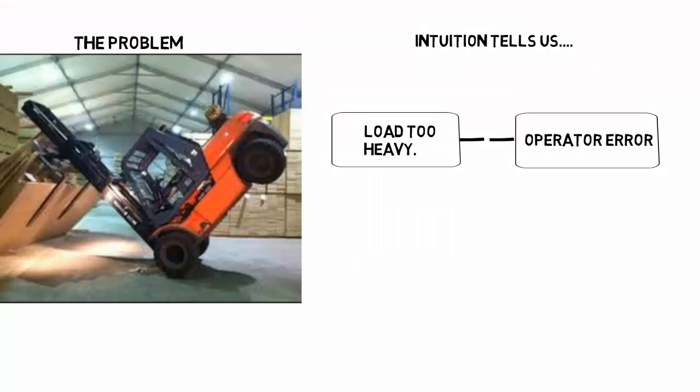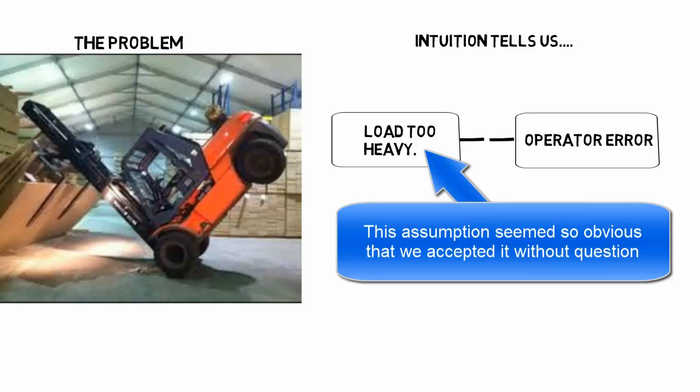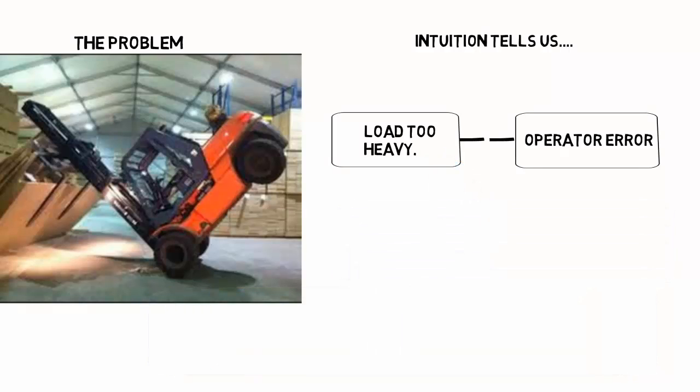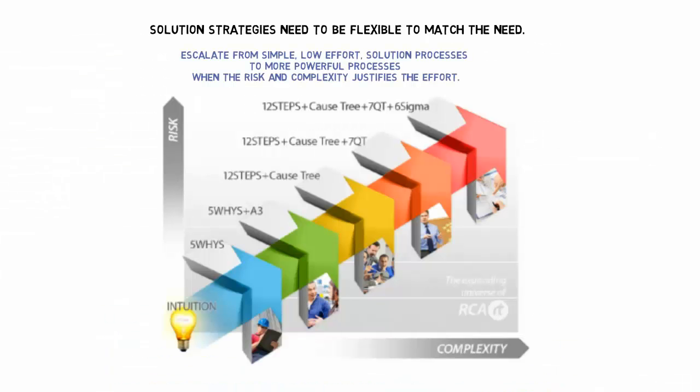Returning to our example, our intuition told us the load was too heavy, but in fact there may have been other causes. Perhaps the load may have shifted, perhaps the strap holding the load in position broke. We need to gather evidence to prove our assumptions. In this case, we need to establish the weight the fork was lifting. So, if it is important to be right and time permits, then always remember to seek evidence and escalate to stronger problem solving processes like 5 whys or the 12 steps and cause tree if justified.